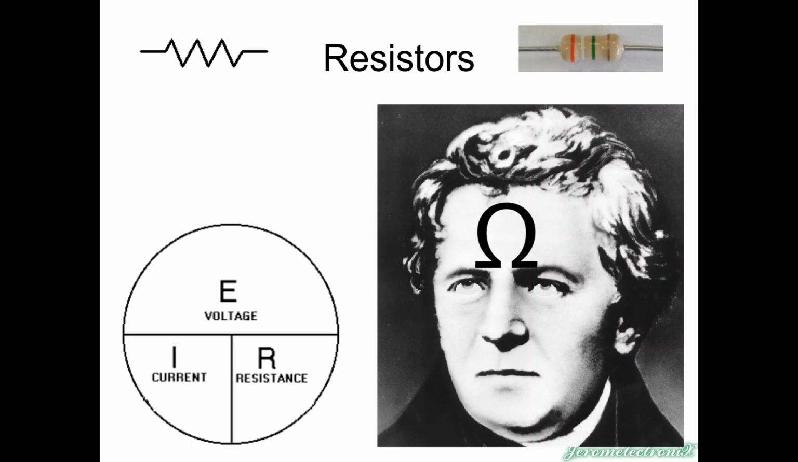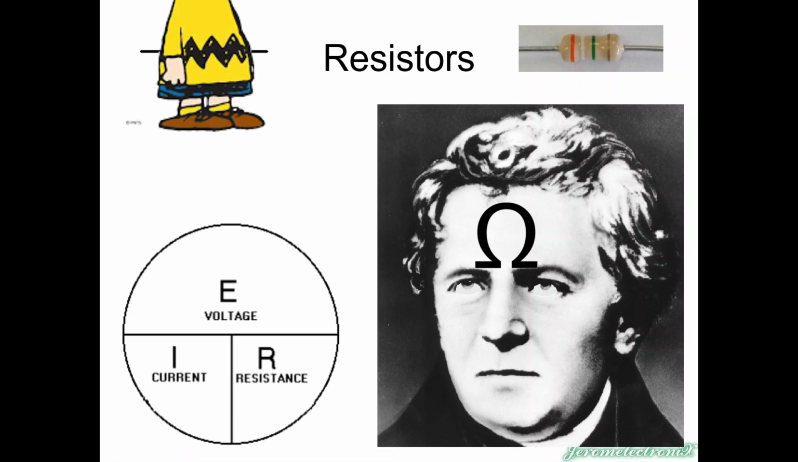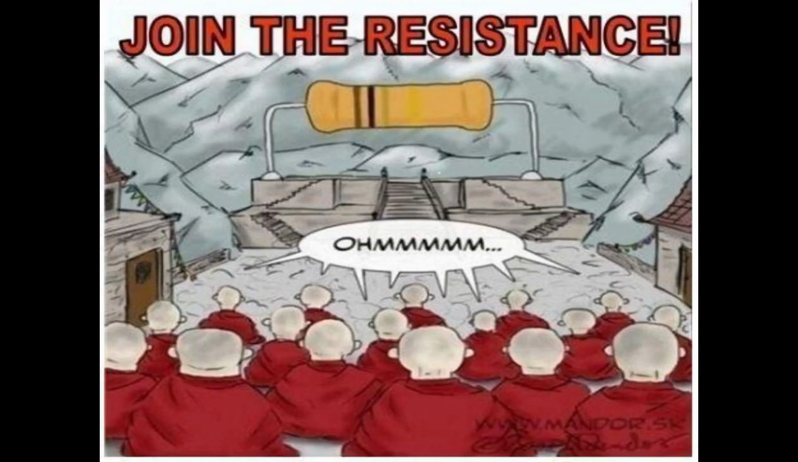At the top of the page, you're seeing the official schematic symbol for a resistor. It is a line that is squiggly, and then there's a true resistor over here. This line to me looks a little bit like Charlie Brown's shirt. So that's how we know, I guess, that Charlie Brown was a member of the Resistance. And we should all join the Resistance. We could join together now and say, Om. Of course, I'm just joking.